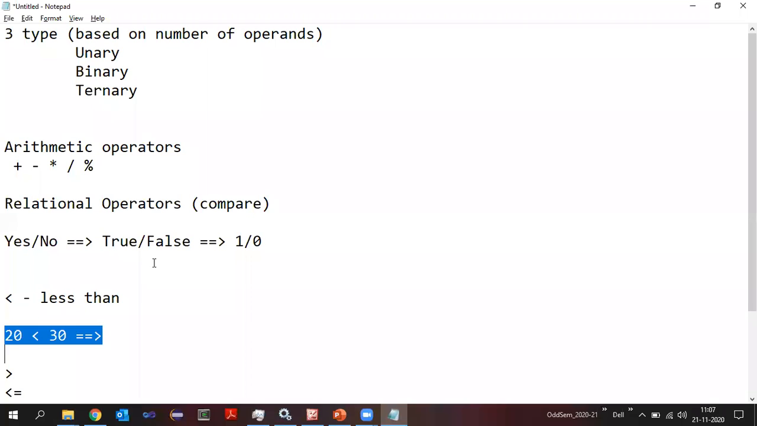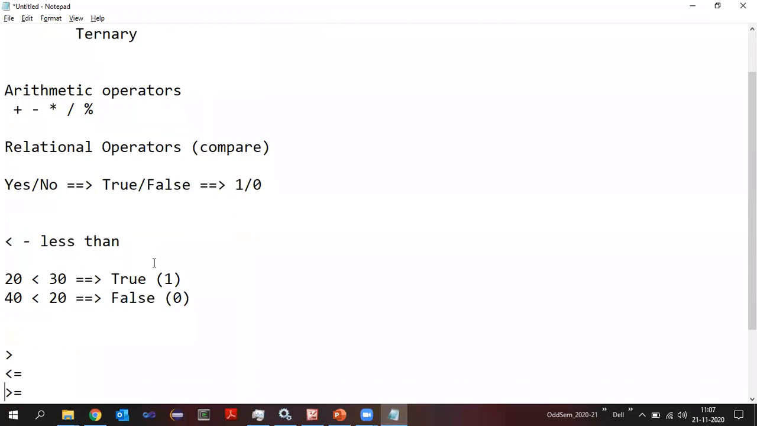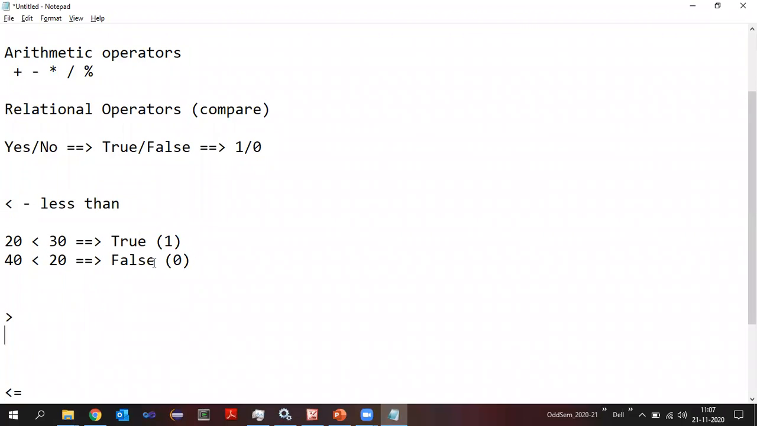Considering this example, 20 less than 30, what will be the result here? It is going to be true, or in other terms, 1. Then 40 less than 20. What will be the result here? False, a 0 value. Then the next one is the greater than symbol.